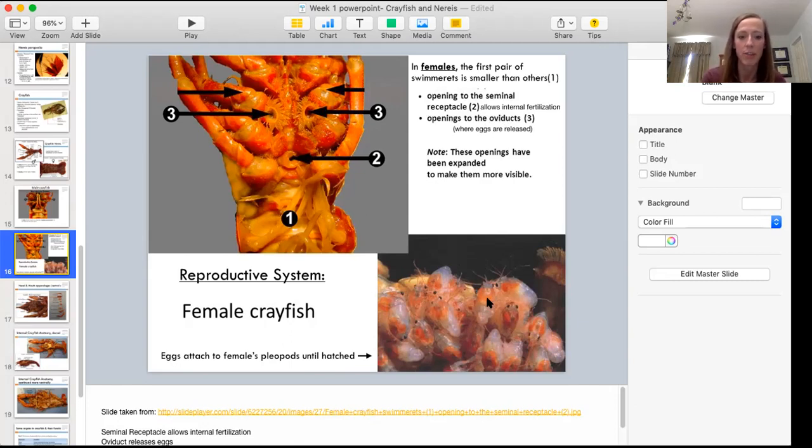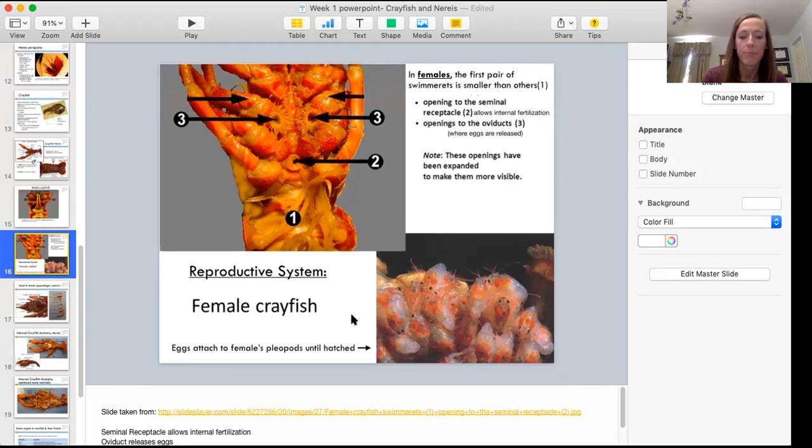And then this is just showing you that once the eggs are released, they actually attach to the swimmerettes until they hatch. And this is just showing you some of the eggs that are still developing, ready to be hatched after development, and then they will be released into the environment.